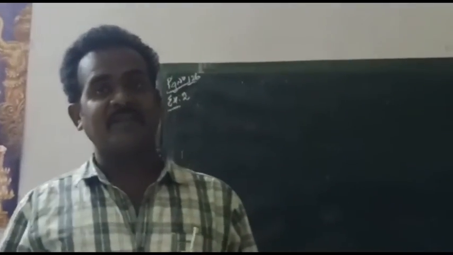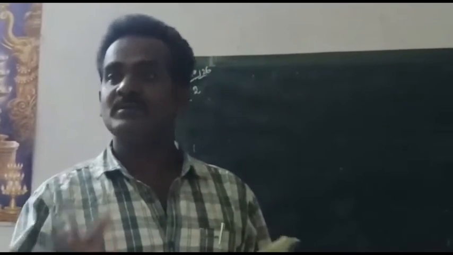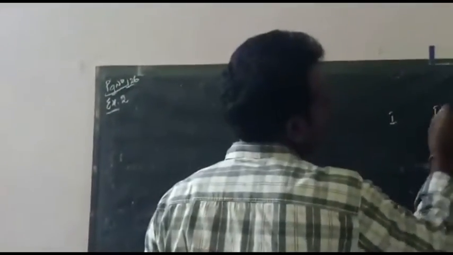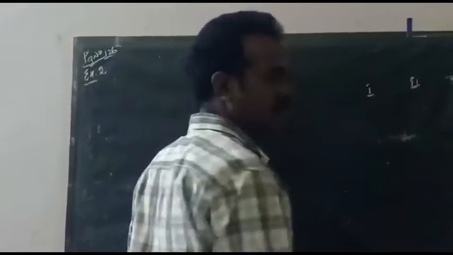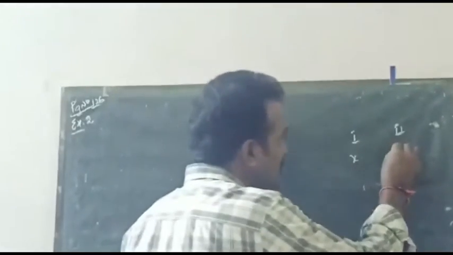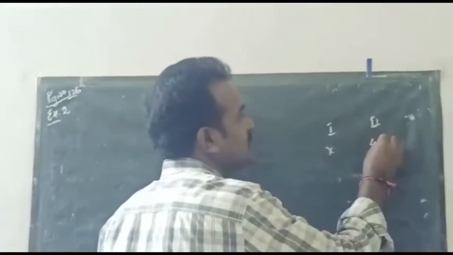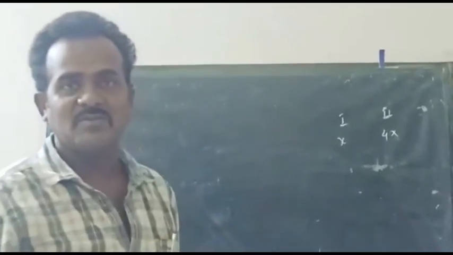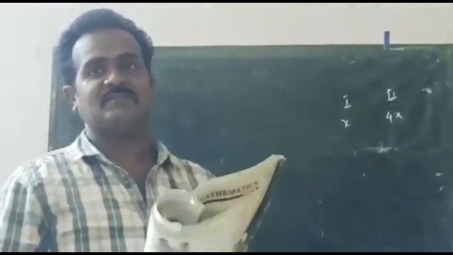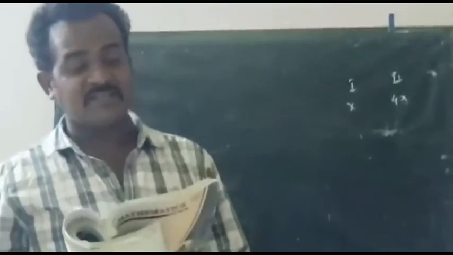Here a condition is given. What is the condition? There are two persons. One person's age is 4 times the age of the other person. For example, this is the first person and this is the second person. If the first person's age is x, then the other person's age is 4 times the first person's age. That condition is given.